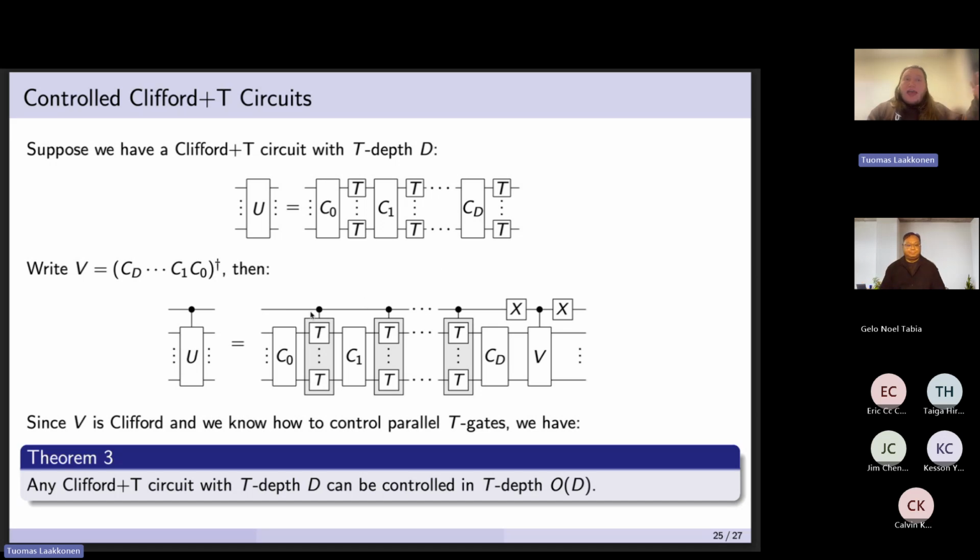When the control is active, this will implement the original circuit, as you would hope. But when the control is off, it will implement some random Clifford operation that's the product of C0 through CD. By adding the adjoint of that, which is controlled on the opposite state, so it is only applied when the control is off, that will perfectly cancel out that extra Clifford operation. I've called this V here. But since V is Clifford, we already know how to do it in constant T depth, so that's fine. Overall, if we started off with a Clifford+T circuit with T depth D, then the controlled version has T depth that is linear in D, which is nice, and is much better asymptotically than the naive construction.